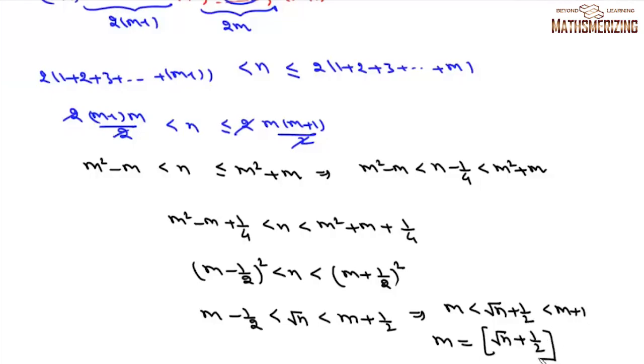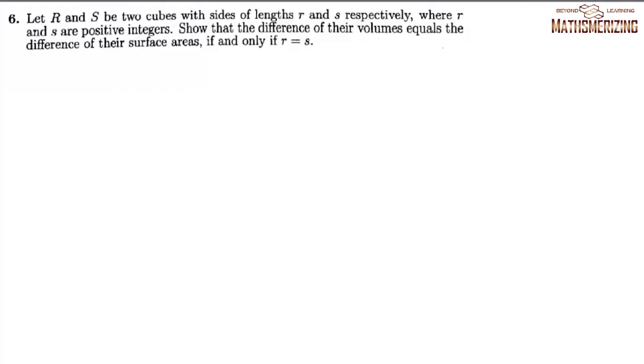Now question number 6 is: let R and S be two cubes with sides of lengths R and S respectively, where R and S are positive integers. Show that the difference of their volumes equals the difference of their surface areas if and only if R equals S. Now what we are given is that the difference of their volumes, which is R cube minus S cube, is equal to the difference of their surface areas, which is 6 times (R square minus S square).